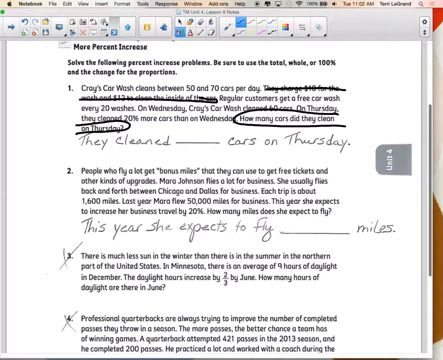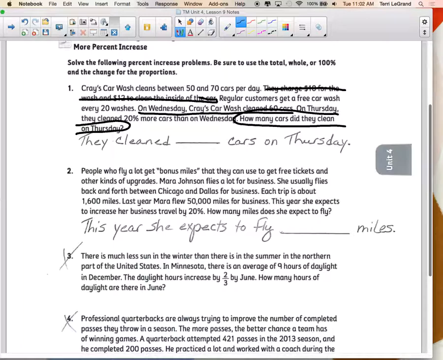The Craze Car Wash cleaned 60 cars on Wednesday. Do you think it's going to be important to figure out how many they cleaned on Thursday? It says they cleaned 20% more than on Wednesday. Won't we need that? We're going to need that, aren't we? Yeah, so that's something we better underline actually. So on Wednesday, Craze Car Wash cleaned 60 cars. We do need that one.